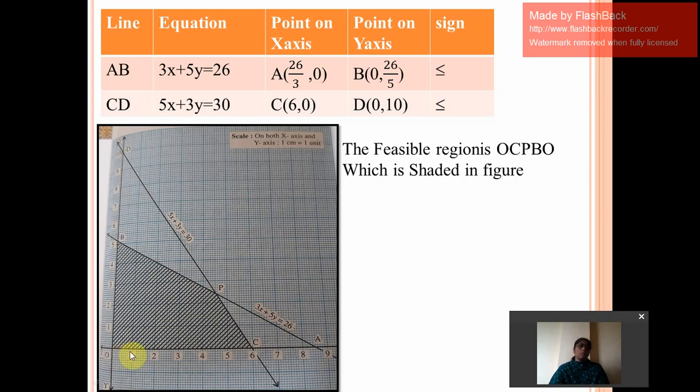The corner points of the feasible region are O, C, P, B, O. The vertices: first, the origin 0, 0. Second, C passes through the point 6, 0. To find the point of intersection P. B vertex is 0, 5.